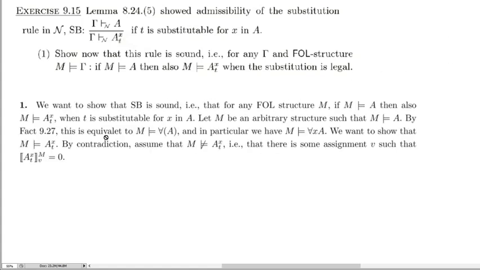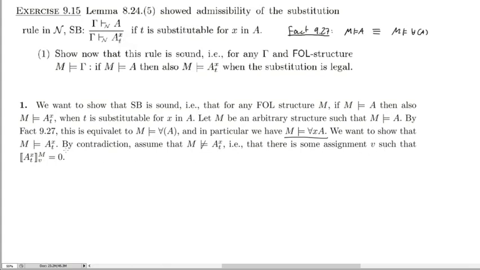Here we're going to start by saying that M satisfies A. This is our assumption. By fact 9.27, we've used this before, but I'm going to bring it up again. Fact 9.27 says that if M satisfies A, then this is equivalent to M satisfying for all A. Specifically, this also means that M satisfies for all X A.